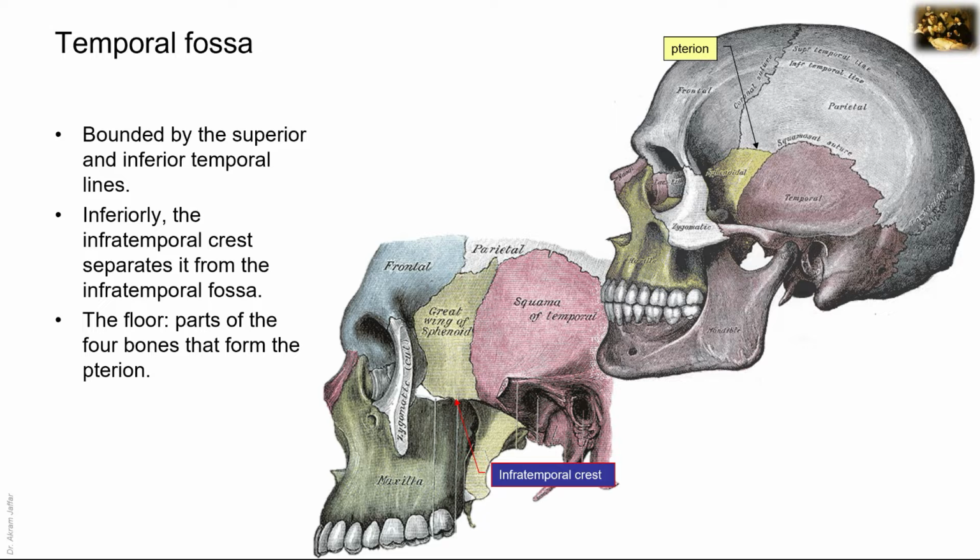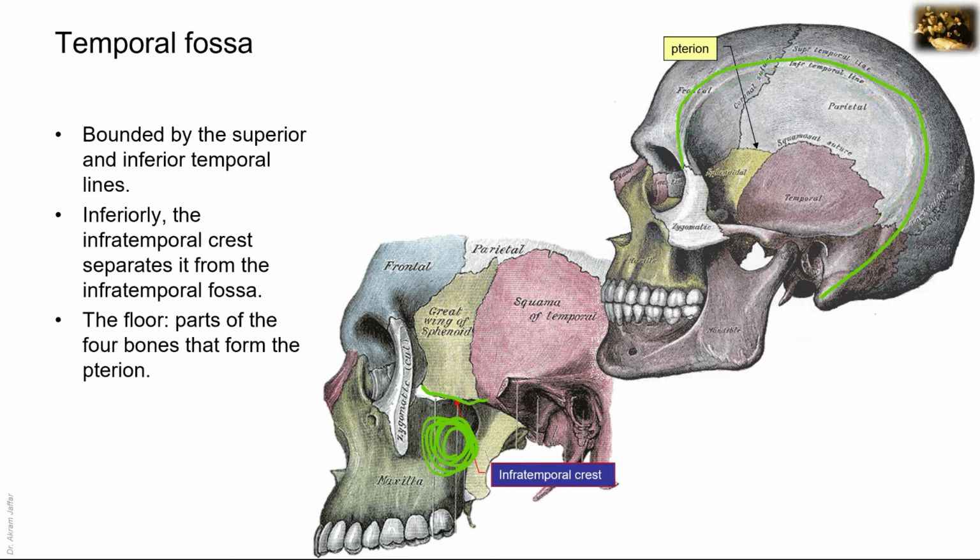This temporal fossa is bounded by the superior temporal line and the inferior temporal line. Inferiorly, the boundary of this temporal fossa is the infratemporal crest. So the infratemporal crest, in fact, separates the temporal fossa from the infratemporal fossa. The infratemporal fossa, which we are concerned with today, is located here.